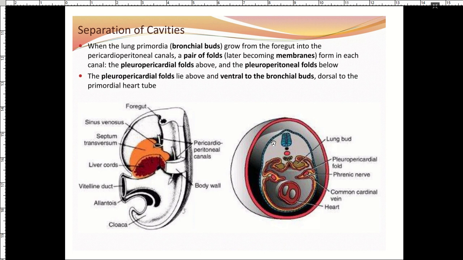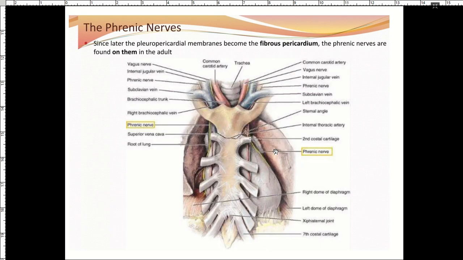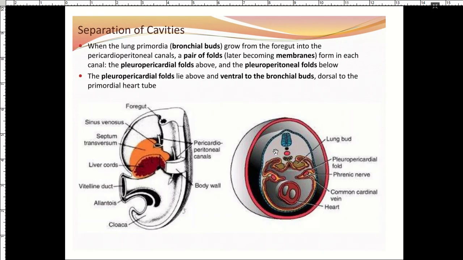So, separation of cavities. Now let's get down to business again. You first separate the pericardial cavity from the pleural cavity. You can actually see this is your heart inside your pericardial cavity, and the pericardial cavity initially is in communication with the pleural cavity. So this is your pleural cavity. It has to be separated from the pericardial cavity.